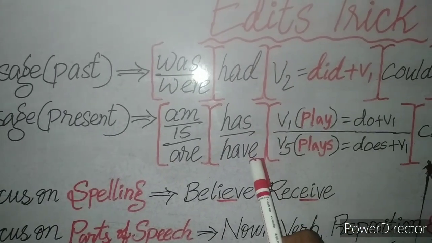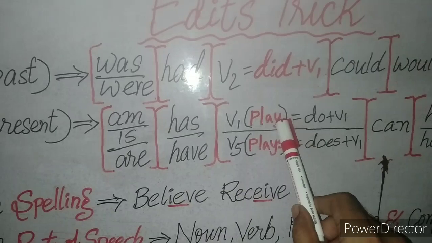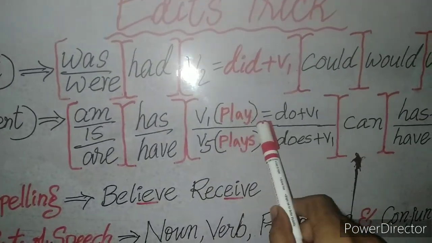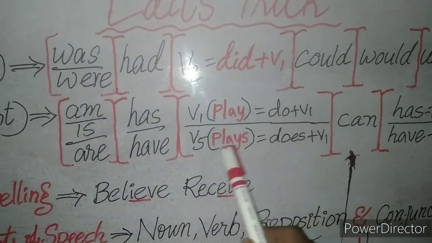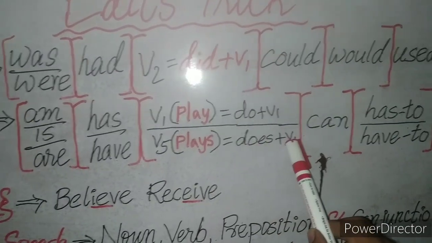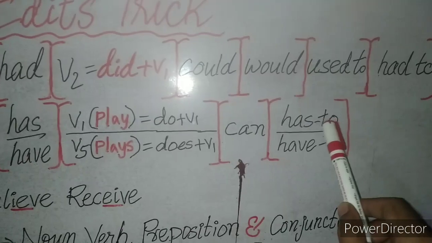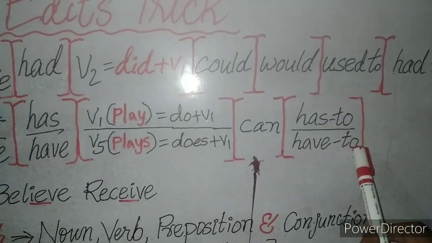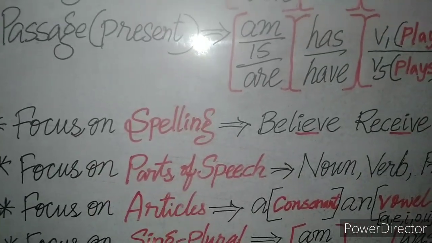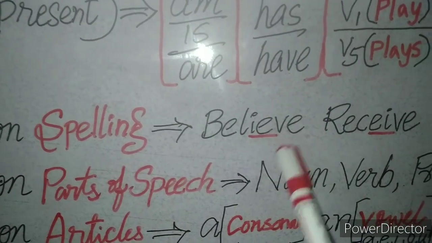And has, have. And V1 and V5 form. V1, for example, play is V1 and plays is V5. If there is V1, you have to use do plus V1. If it is plays, if it is V5, then does plus V1. And can is used in the present, and has to, have to. Got it? Next, you have to focus on spellings.